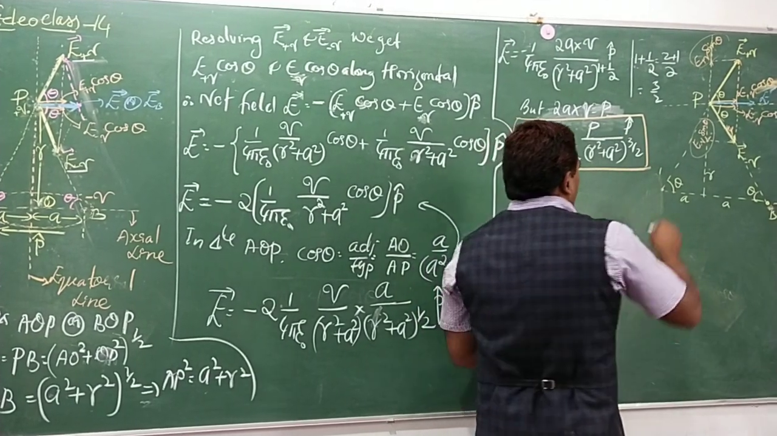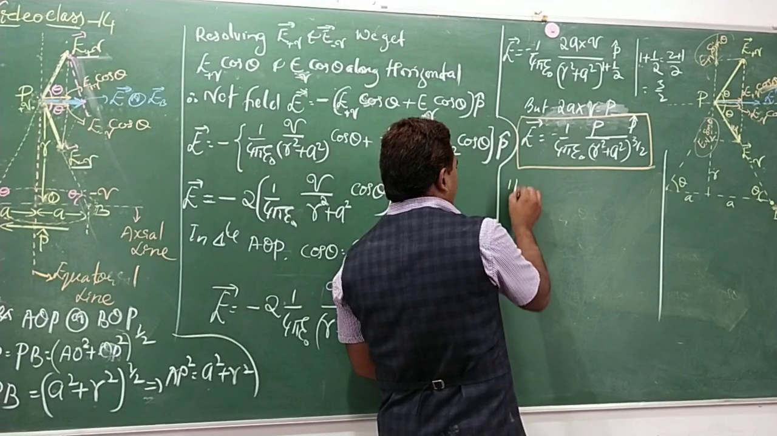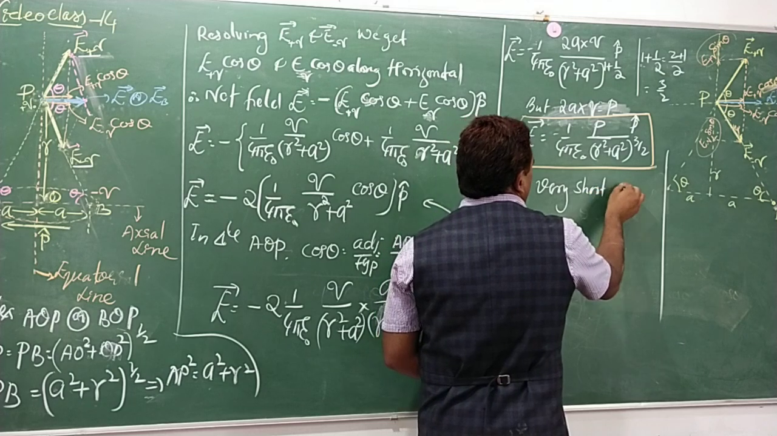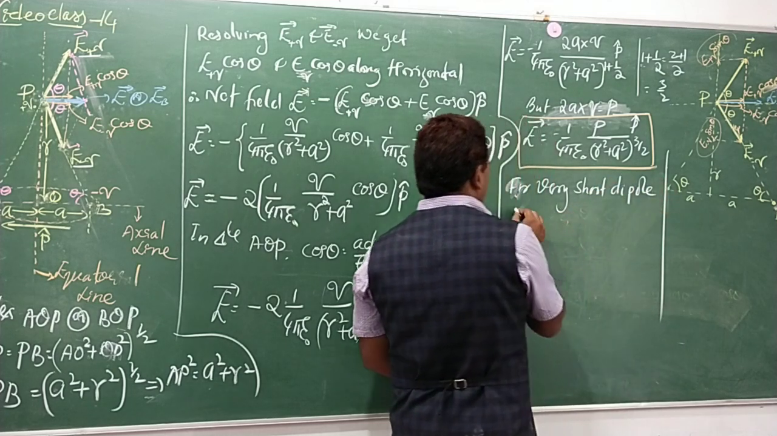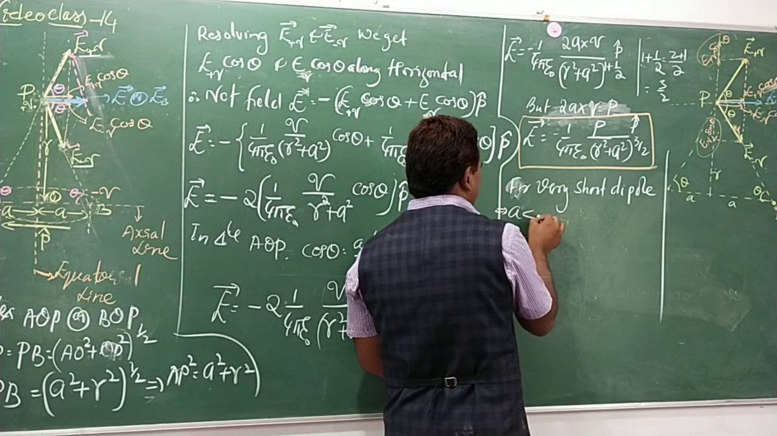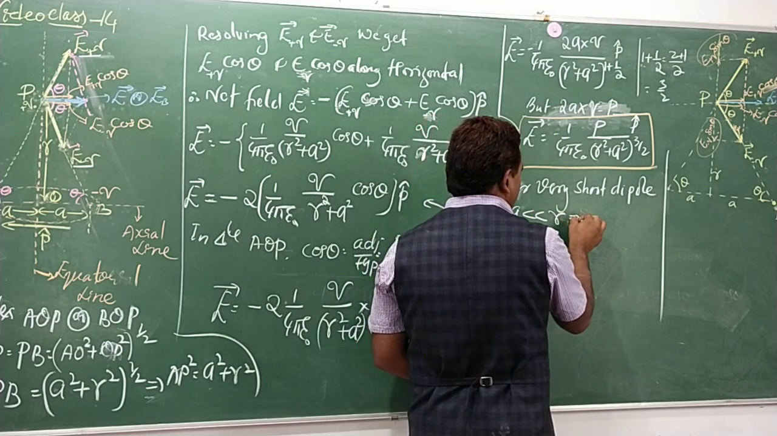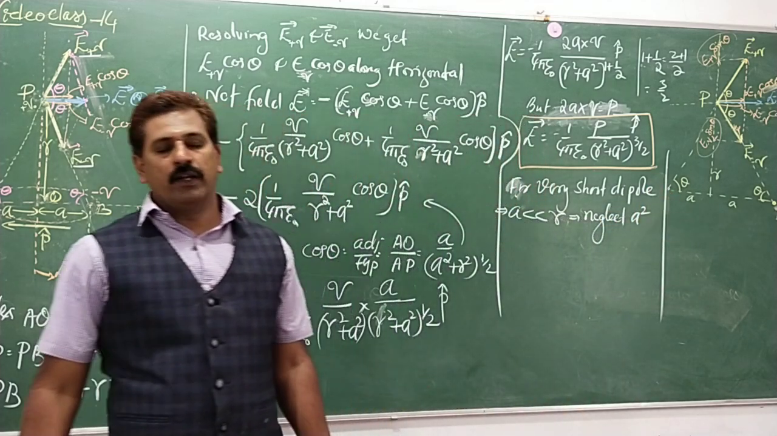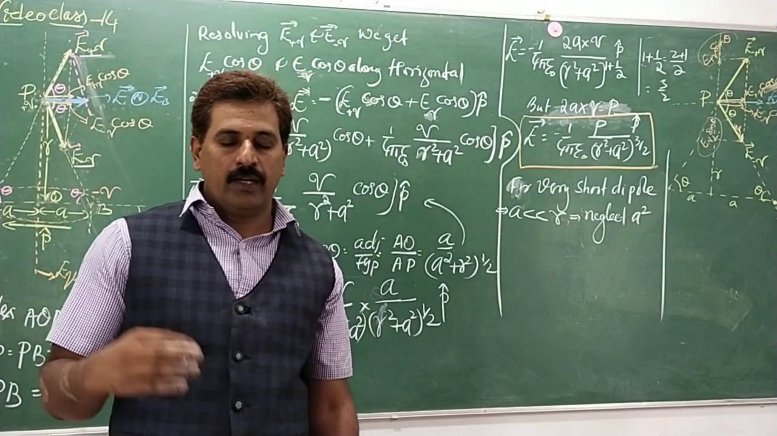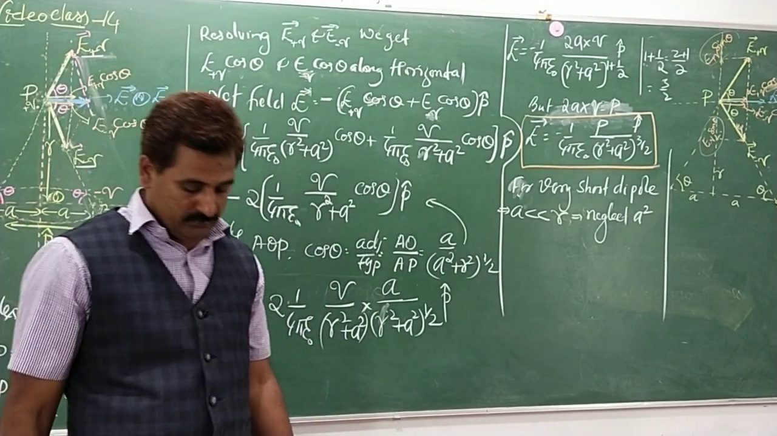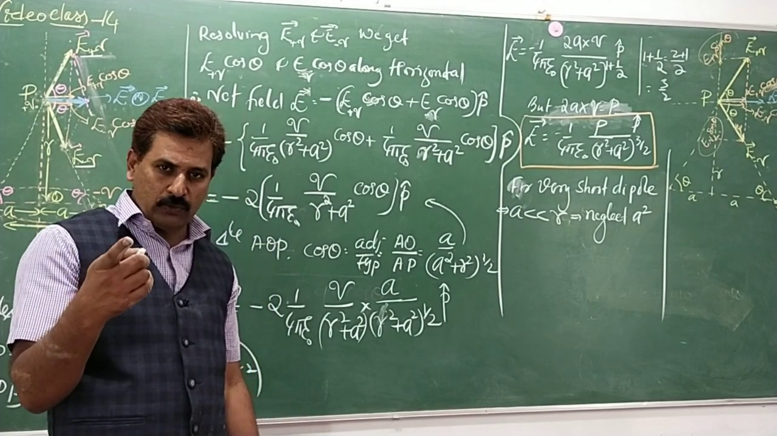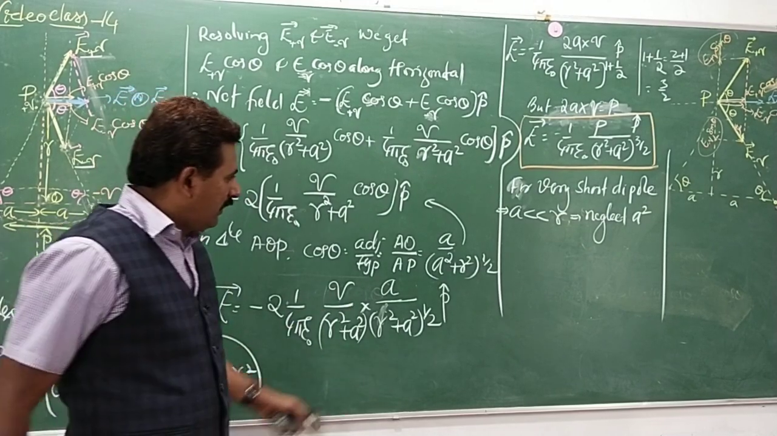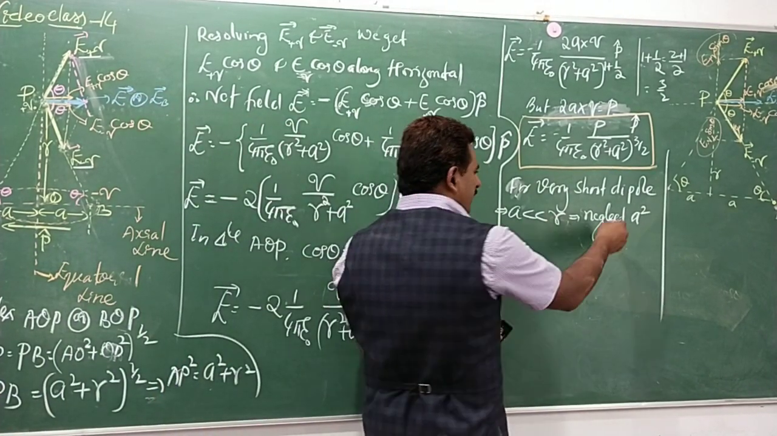Now, same condition. For a very short dipole, sometimes in CET they put a condition for a very short dipole. What does a short dipole imply? A very, very less compared to R. That implies neglect the value A squared. For example, 0.5 squared is 0.5 into 0.5, 0.25; 0.2 into 0.2, 0.04. A number is small, the square of that is still smaller. So A is very, very less compared to R, A squared very less.